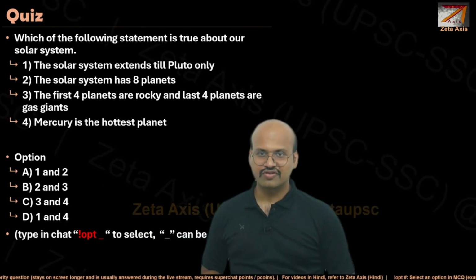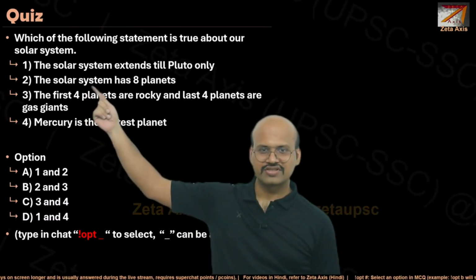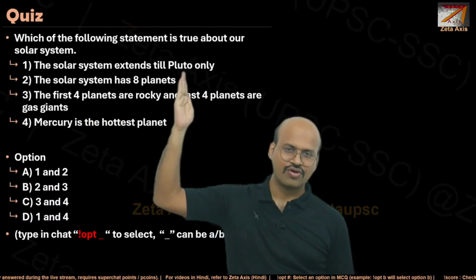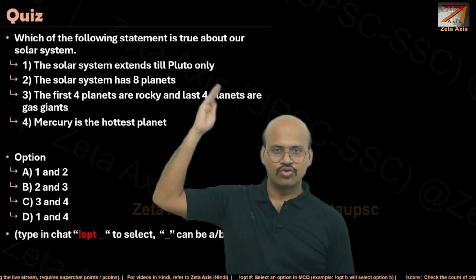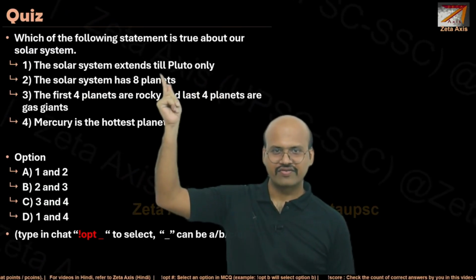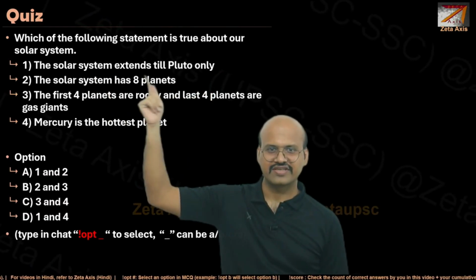Let's see what the question is. The statement "The solar system extends to Pluto only" is false, because we have seen that after Pluto we have the Oort cloud and Kuiper belt. All these things are there even after Pluto. So our solar system extends well beyond Pluto.